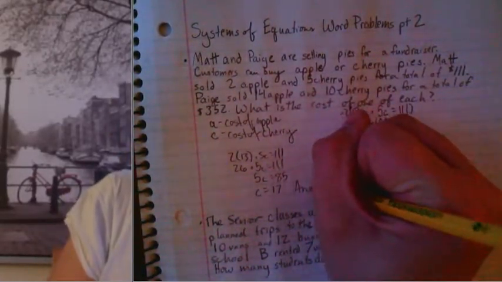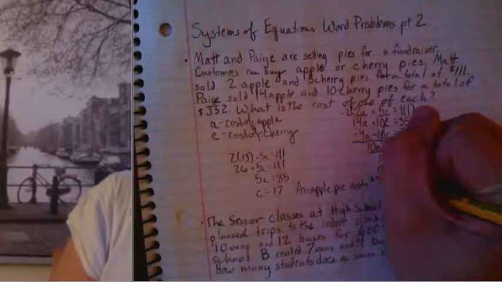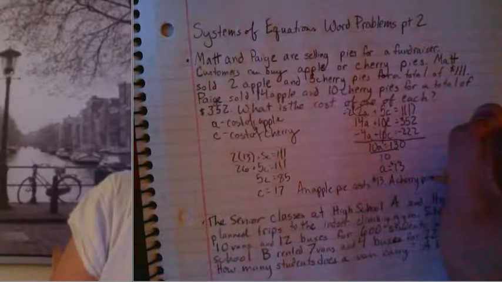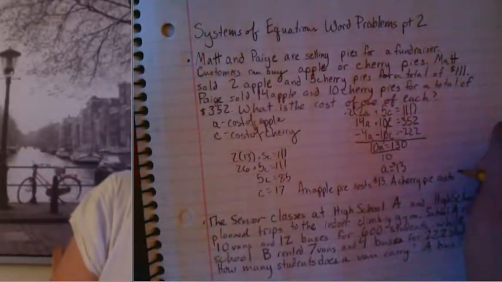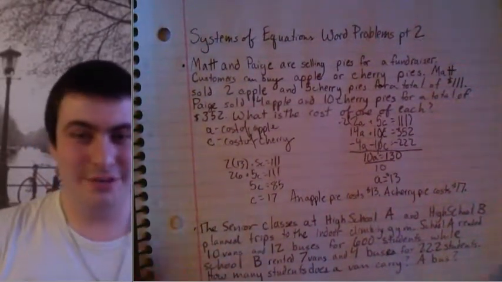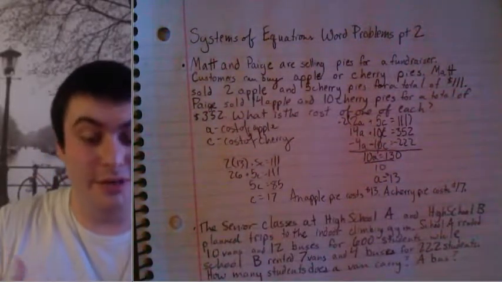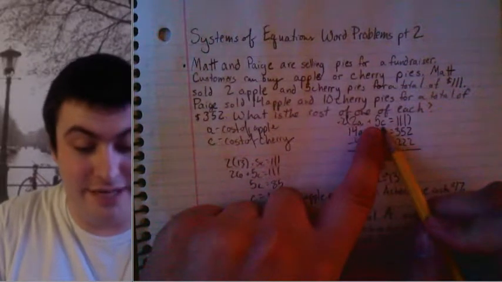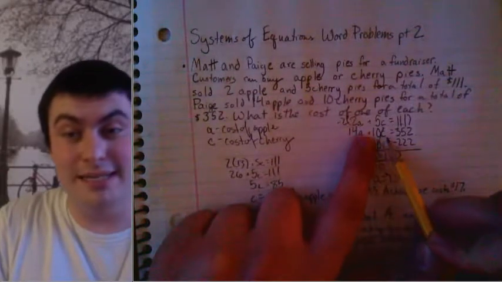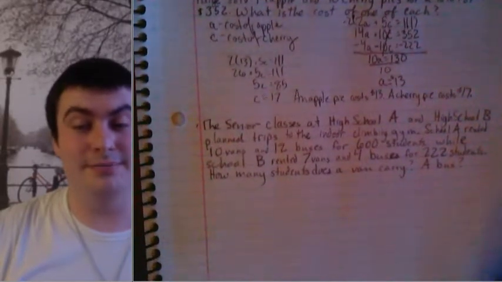So an apple pie costs $13. A cherry pie costs $17. So when we look at it, we needed to know the cost of each pie, and we dealt with the information that we know. Matt sold 2 of one pie and 5 of the other pie for a total of that much. And Paige sold 14 of one pie and 10 of the other for that much. We had to multiply to use elimination, and we figured it out.